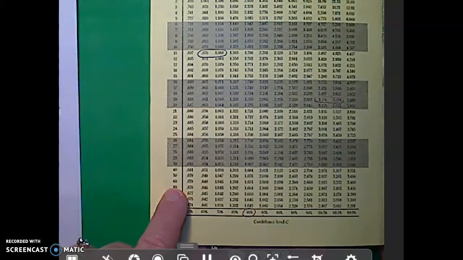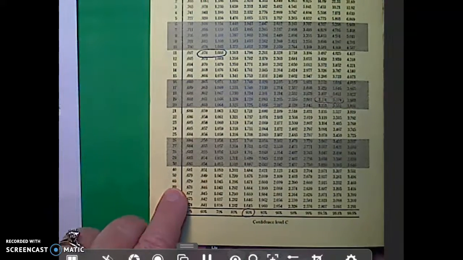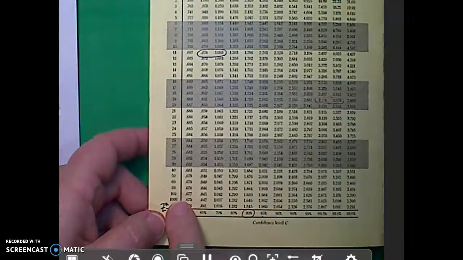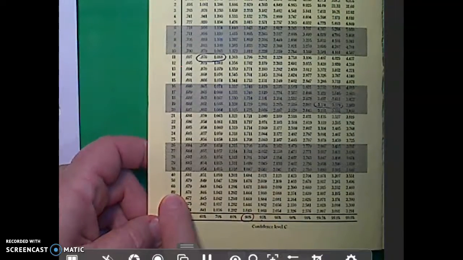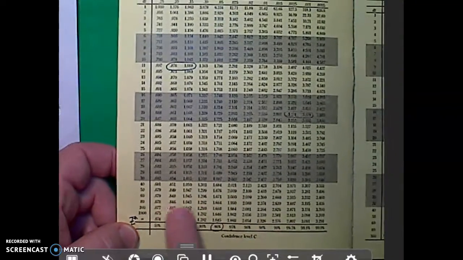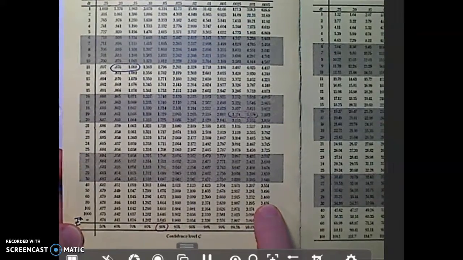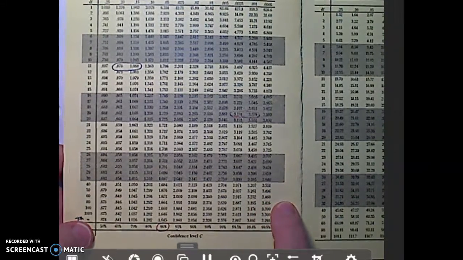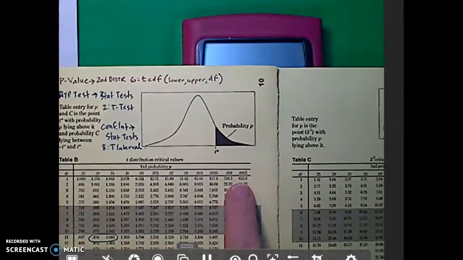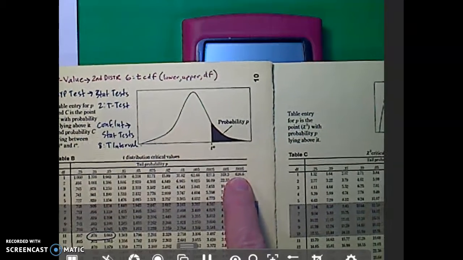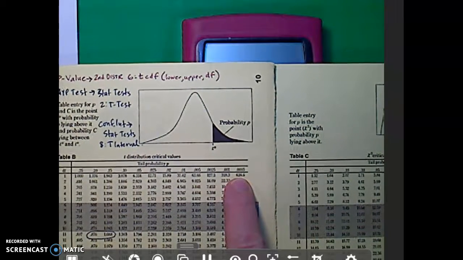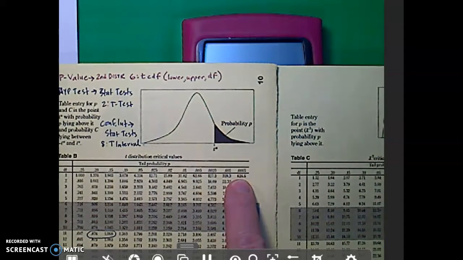So what do I use? Would I have to use 60? I don't know. If I did use 60, my t-score of 4.15 is all the way off the chart. 4.15 is not even on this chart. So that would basically tell me that my p-value is less than 0.0005, which is certainly enough information to be able to make a conclusion about this hypothesis test.